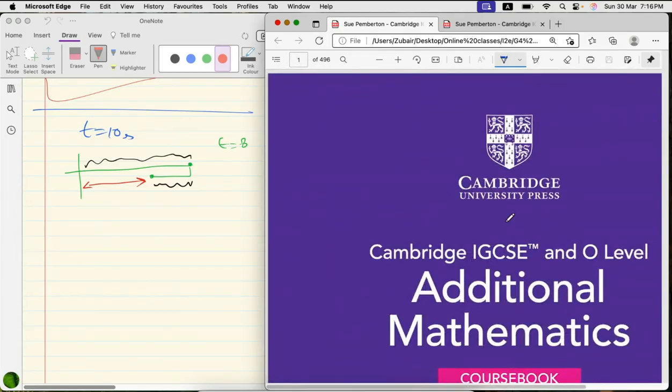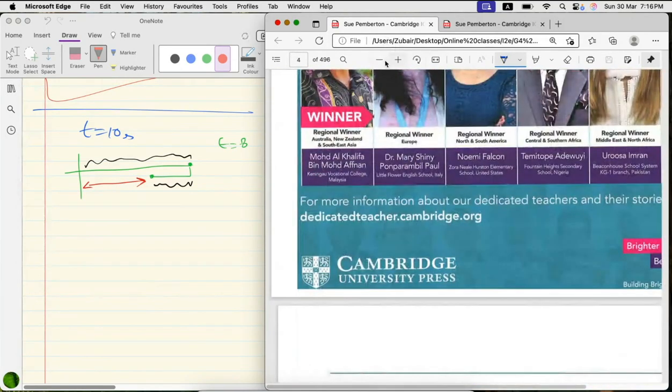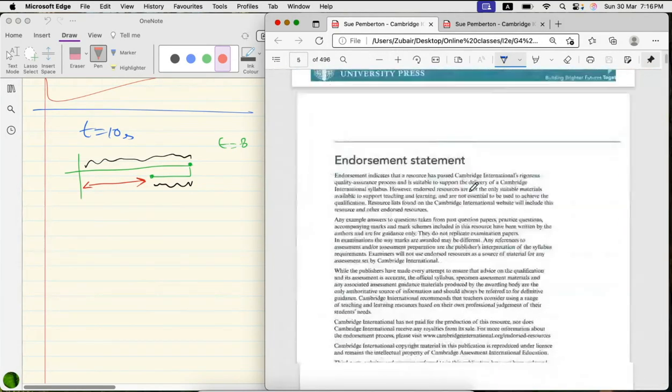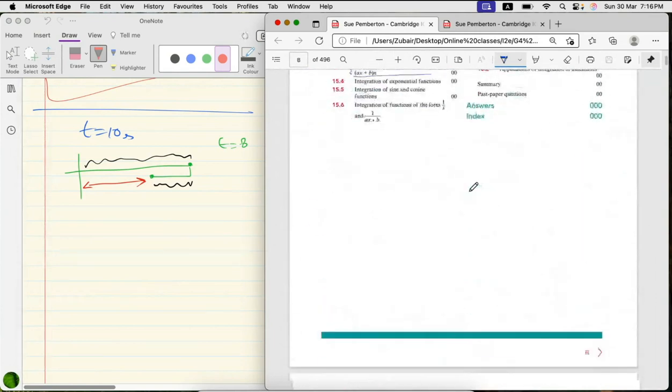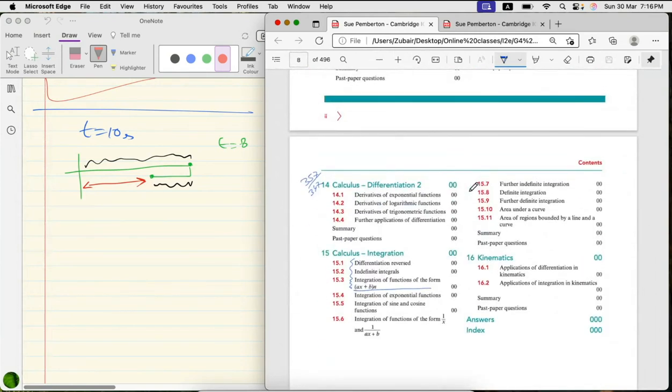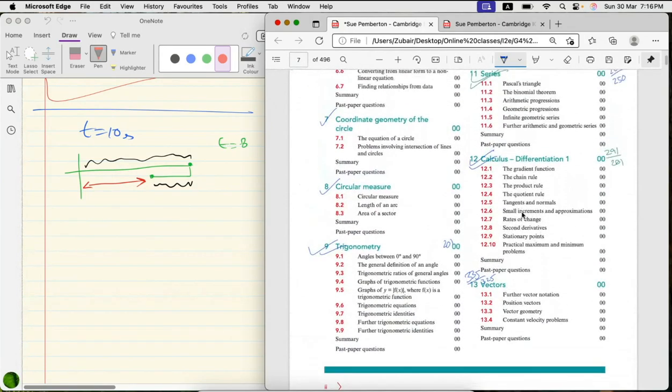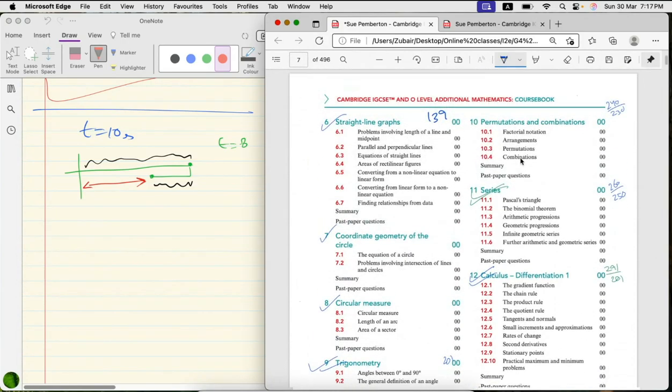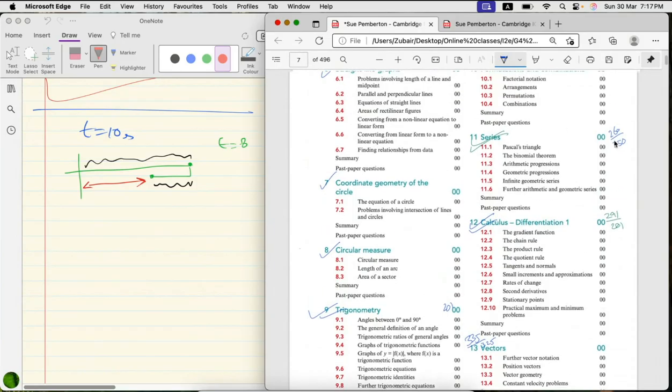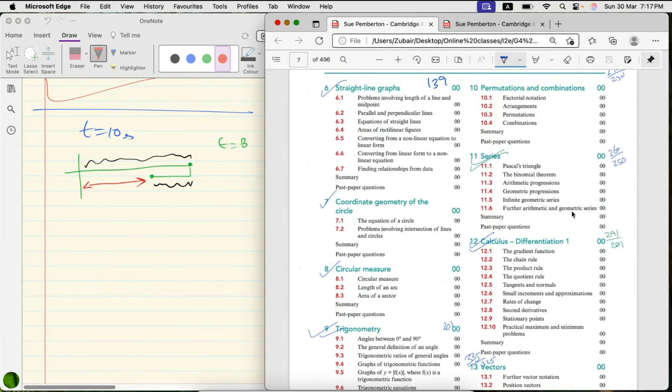Now this is done, and we are left with two topics: vectors and chapter 10, 13 and 10. That will be over soon.